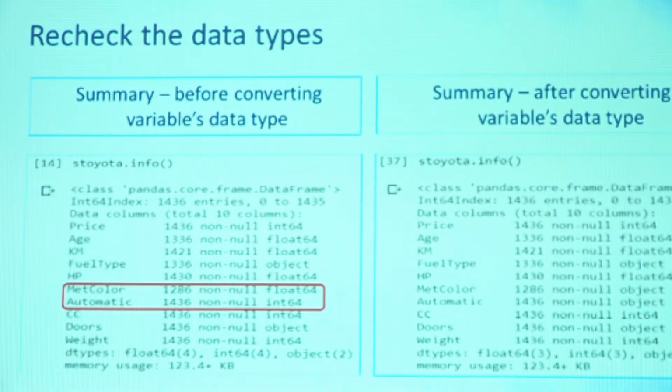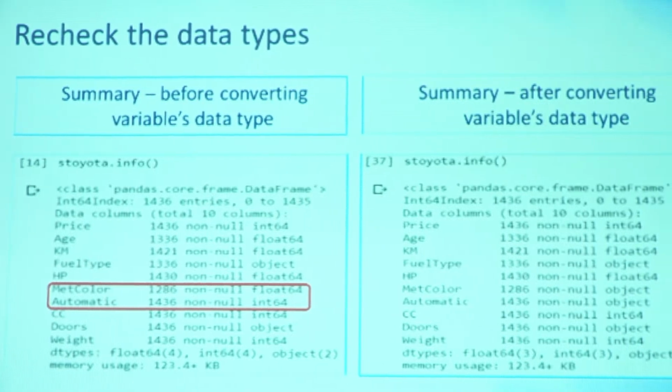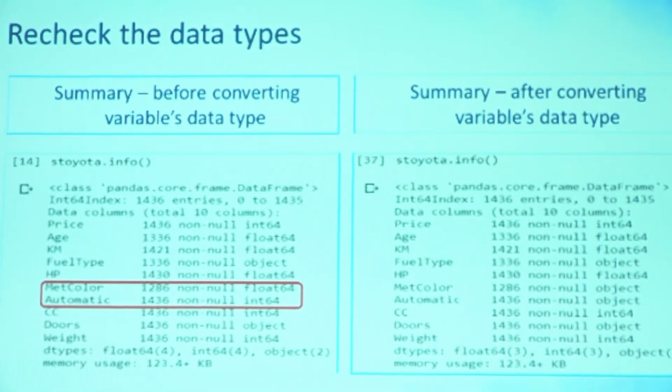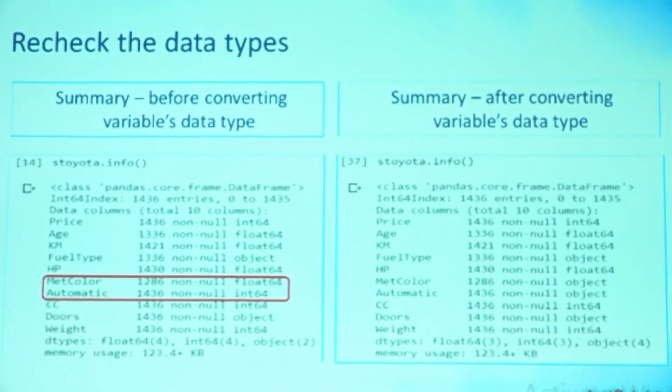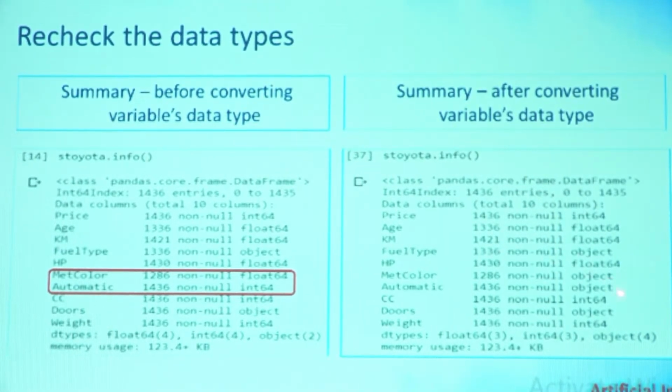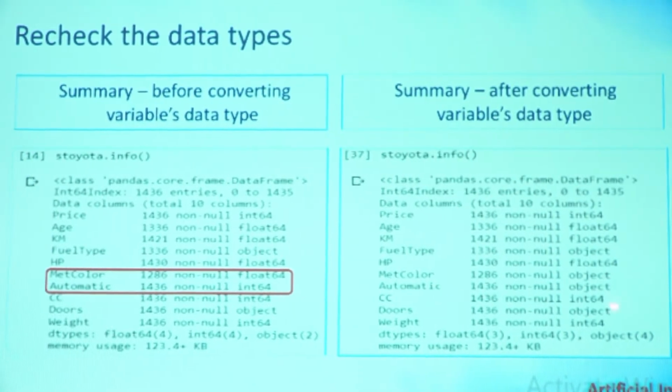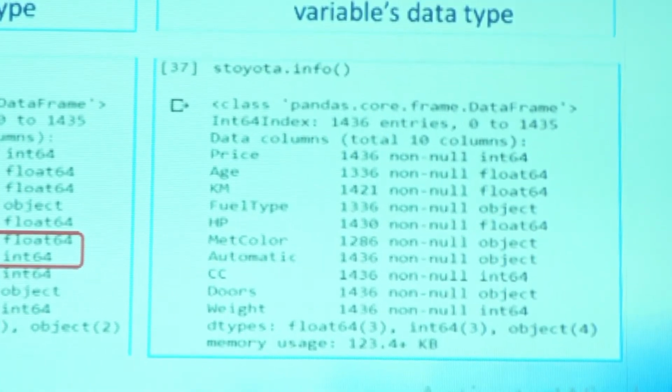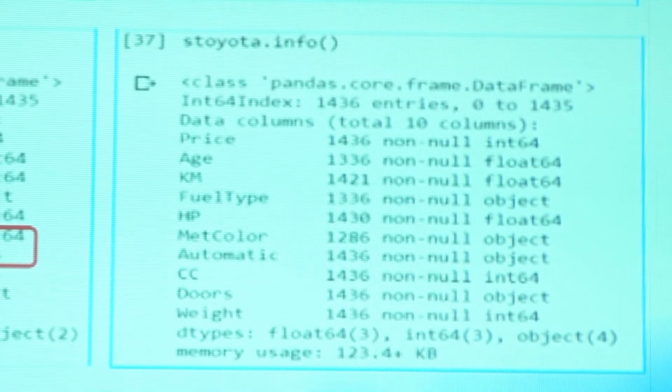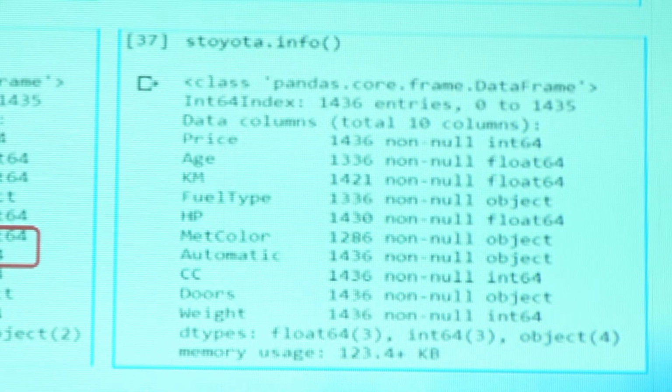Recheck the data types, guys. How do you check the data type? Fully by using the info command. Recheck your data type. See here. Now met color and automatic have become object. So you have successfully converted two of the columns to object types.